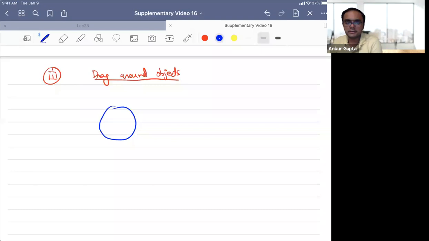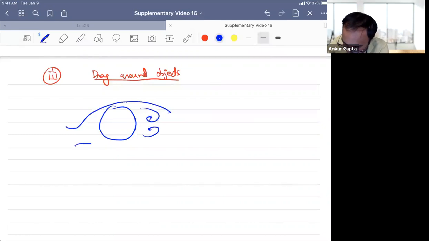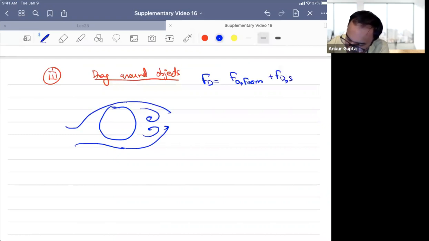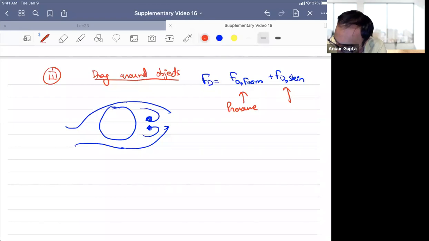But when you have flow around objects, as we have discussed in class, we can have this feature of boundary layer separation, where you can start to see these vortices coming around on the trailing side of the cylinder, and the drag can be both F_D form plus F_D skin. It is very important to understand the distinction between these two. So this comes from pressure, and this comes from the shear stress.